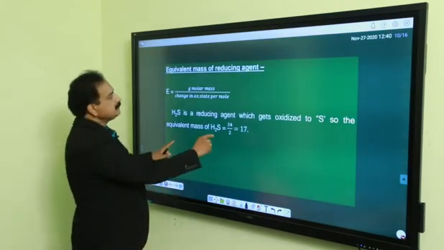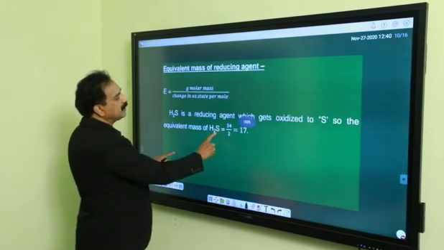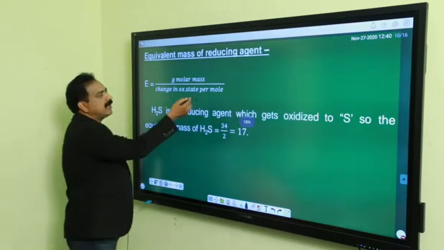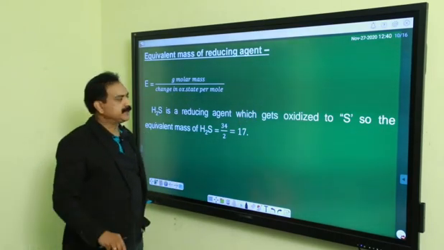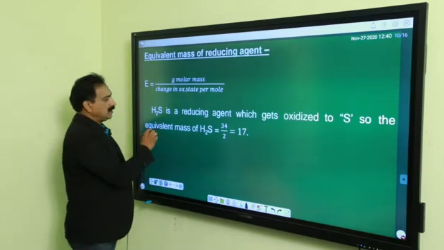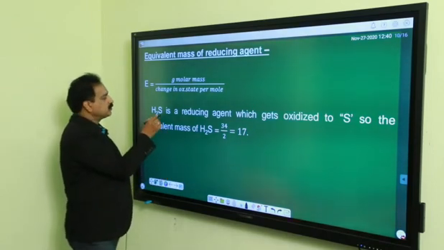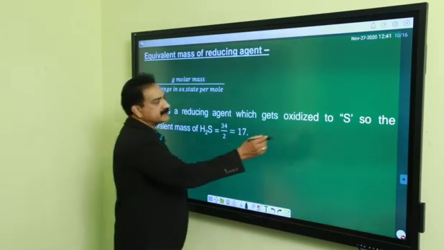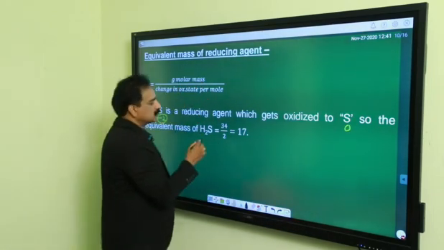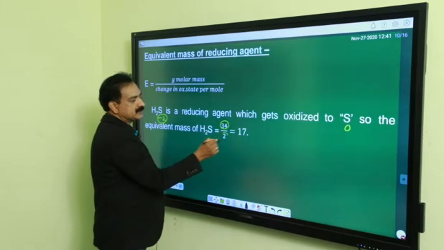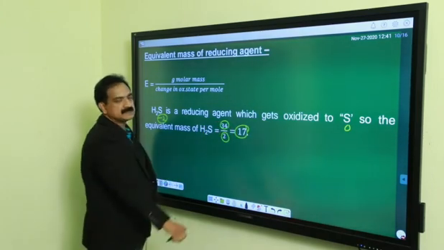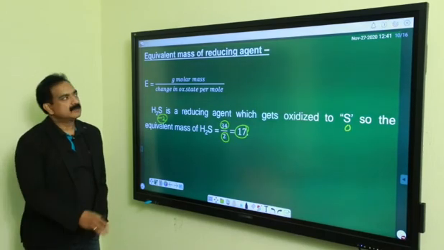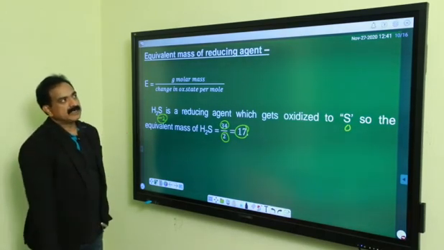And finally, the equivalent mass of a reducing agent is also molar mass divided by change in oxidation state per mole. Suppose H2S, where the oxidation state of sulfur is -2, is oxidized to 0. The change in oxidation state is 2, so molar mass by 2 is the equivalent mass. That is it. Normally it is not that important.